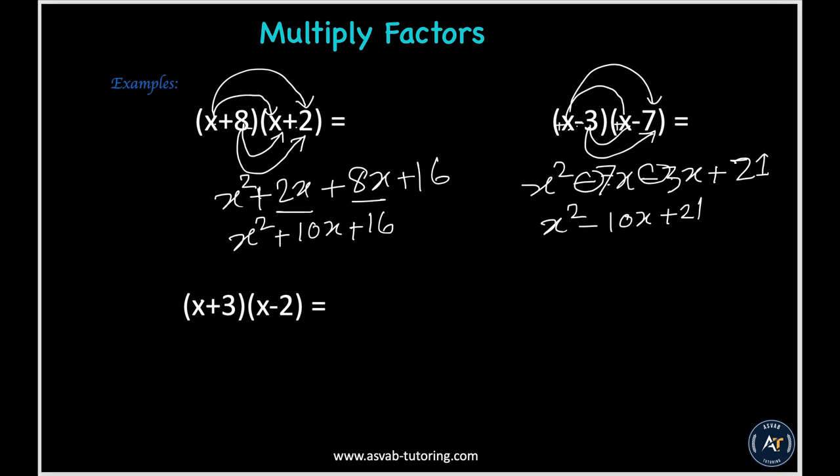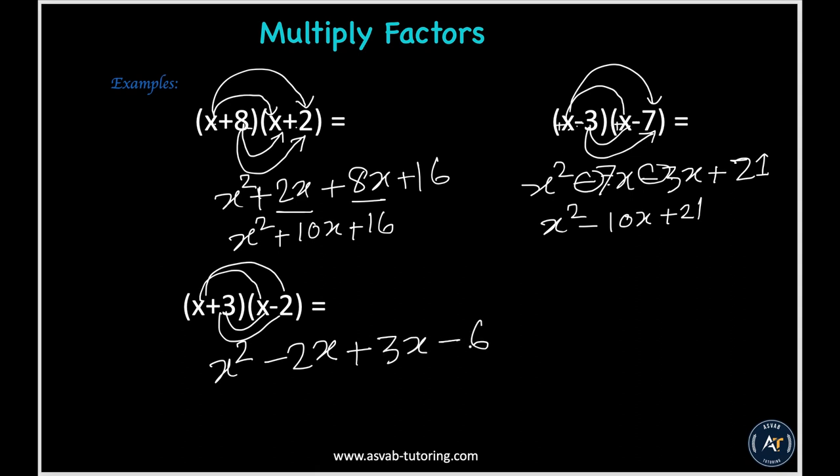Do the same way, this with that, this with that, this with that, this with that. So you have x squared minus 2x plus 3x minus 6. Then you simplify the same way, you have x squared plus x minus 6. All right, good. So let's do some practice problems. You try by yourself.